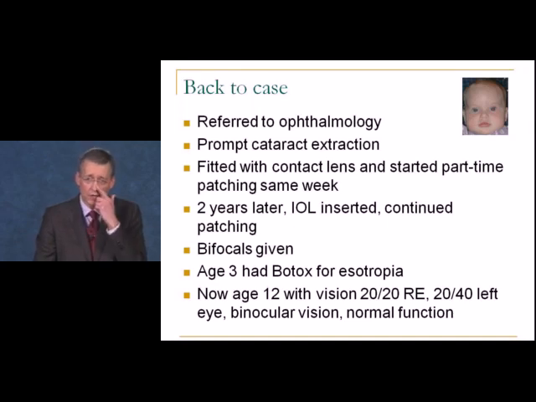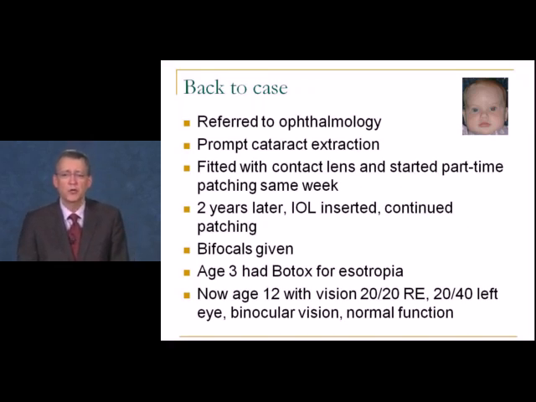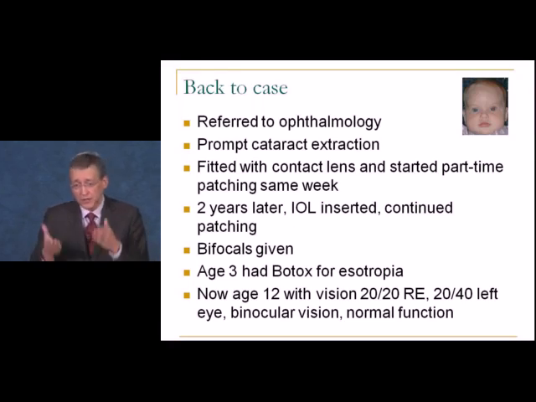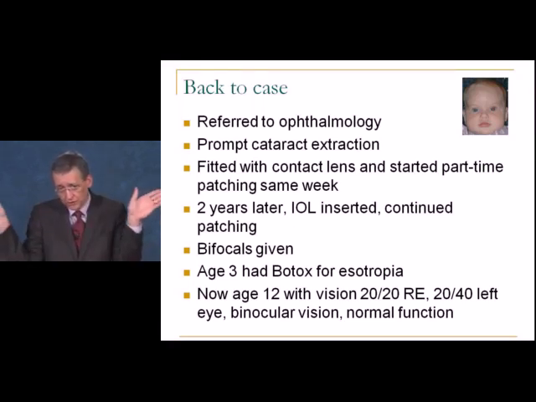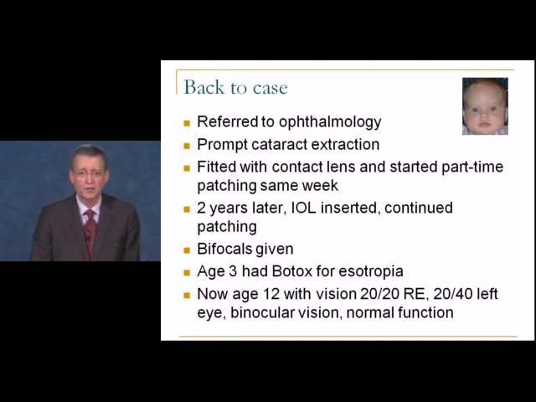Then 2 years later, the patient became contact lens intolerant, so we put an intraocular lens in, kept the patching going. Once he was able to sit up and have head position, we gave him bifocals. Then he developed an esotropia, but used Botox actually for that to kind of reboot the eyes, and that had a lasting effect. So now the patient's age 12, he's got 20/20 vision in the right, 20/40 in the, I guess I have that reversed. So he's 20/40 in the eye with cataract, 20/20 in the eye without cataract. He's got some binocular vision, doesn't get all the test, and normal function.